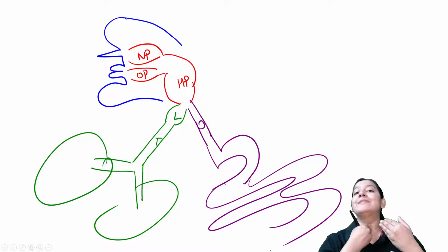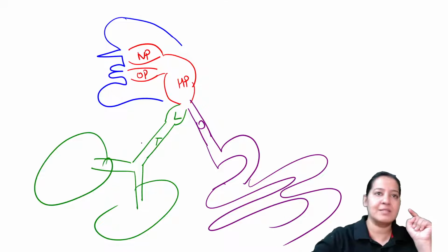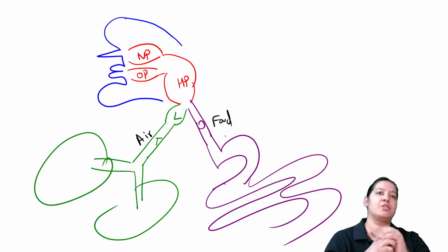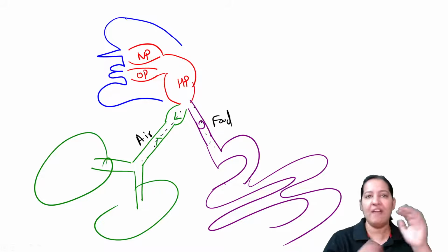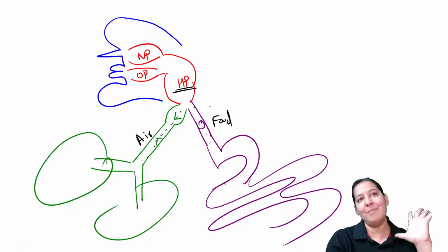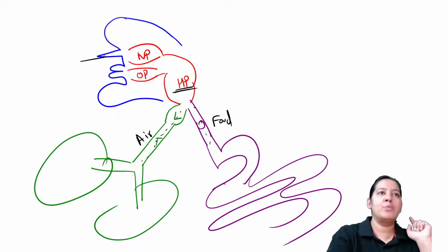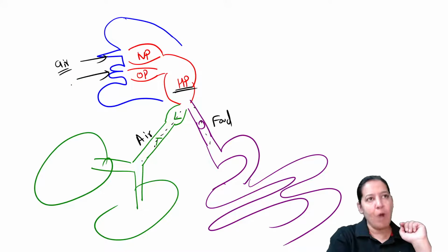Now we have 2 pipes here, the air pipe and the food pipe, right? This is your air pipe, that is your trachea. This is your food pipe, that is your esophagus. I'm assuming the air pipe should have air and the food pipe should have food, but both arise from hypopharynx. Now listen, from the nose we take air only. I don't think anyone eats from the nose. But from the mouth we take air as well as food.